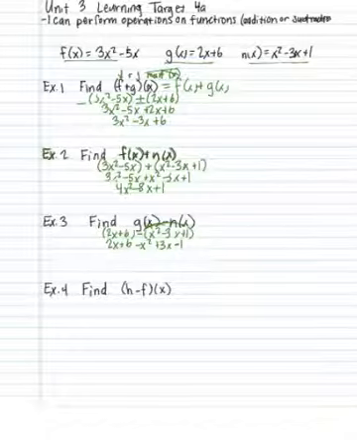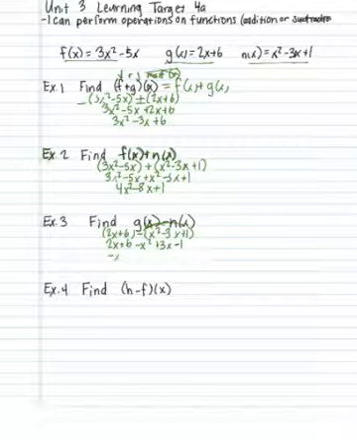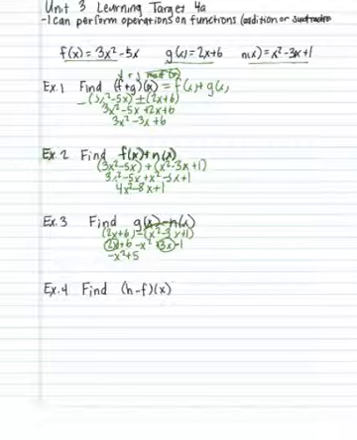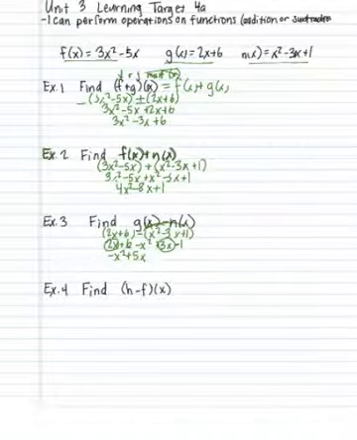Combine your like terms. Starting with the biggest exponent, we've got a negative x squared. 2x and 3x give us 5x. 6 minus 1 is 5.